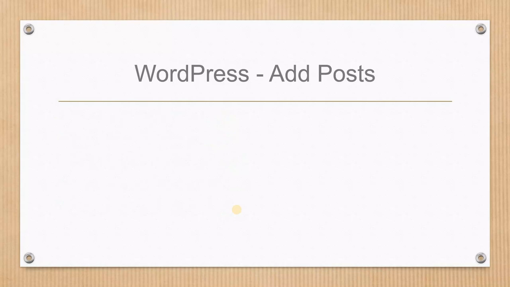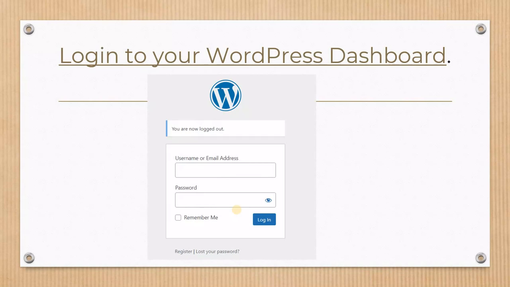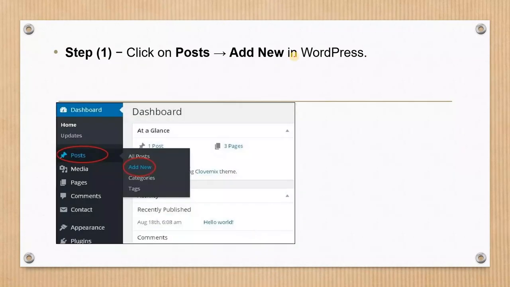So now first we have add post. How to add a post in your WordPress website. For everything you want to do with your WordPress website, you first have to log in to your WordPress dashboard with your login ID and password. Here you have to write the login ID, then the password, and then click on login. Next, you will see the dashboard of WordPress.